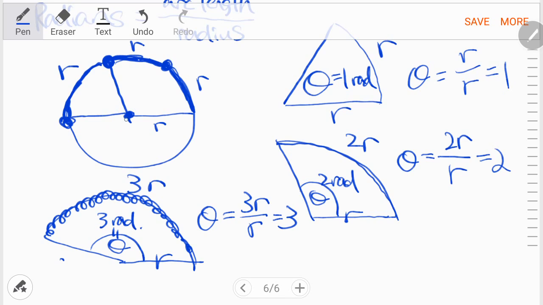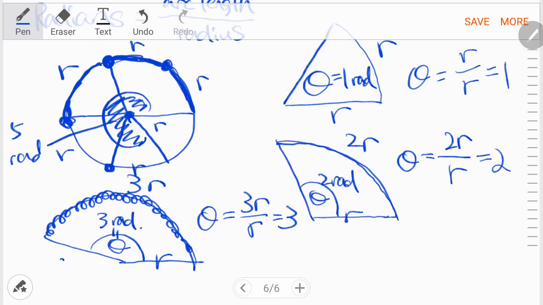Okay, and we can do that again. This is r, and as you can imagine, this angle here is going to be 4 radians. If I do another one, that would be another r, so the angle all the way there is going to be 5 radians.